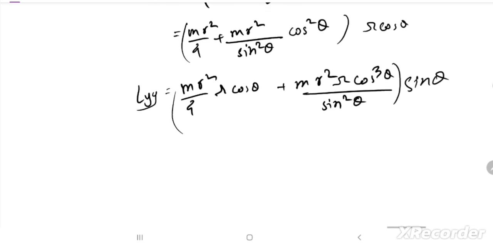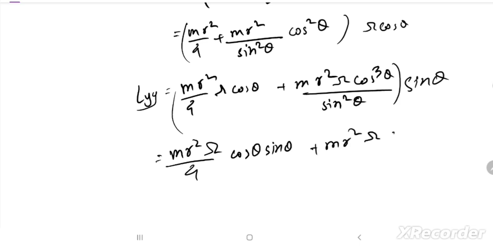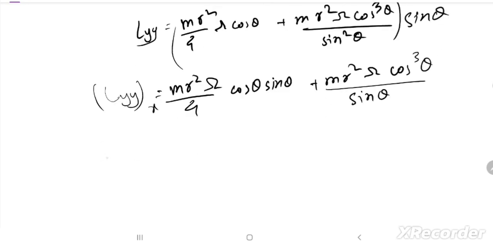You will get mr square omega by 4 cos theta sine theta plus mr square omega cos cube theta by sine theta. This is Lyy along the x direction. Similarly, what will be Lxx along the x direction?